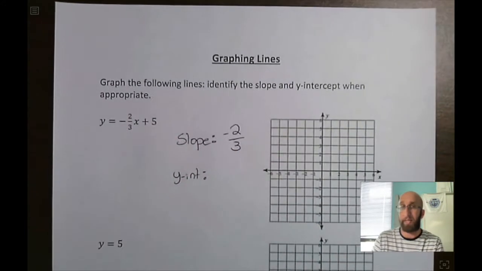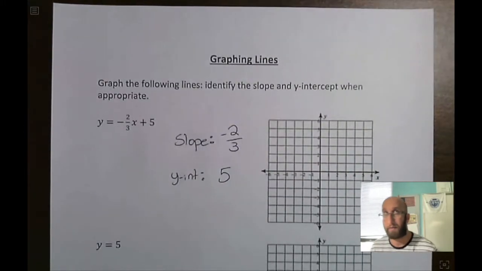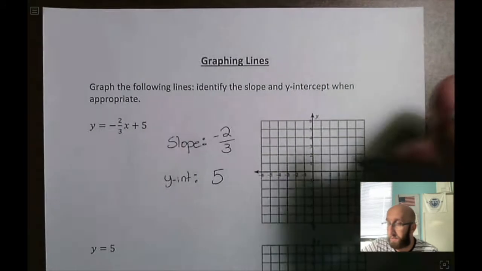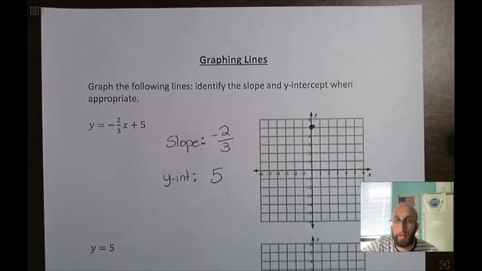The y-intercept is just the lone constant by itself, which is a plain old 5, so that is our y-intercept. Once I have my slope and y-intercept, I should be able to move through and graph. So I'm going to start with my y-intercept. We need to be all the way up at positive 5, which is right here. And then I'm going to start applying my slope.